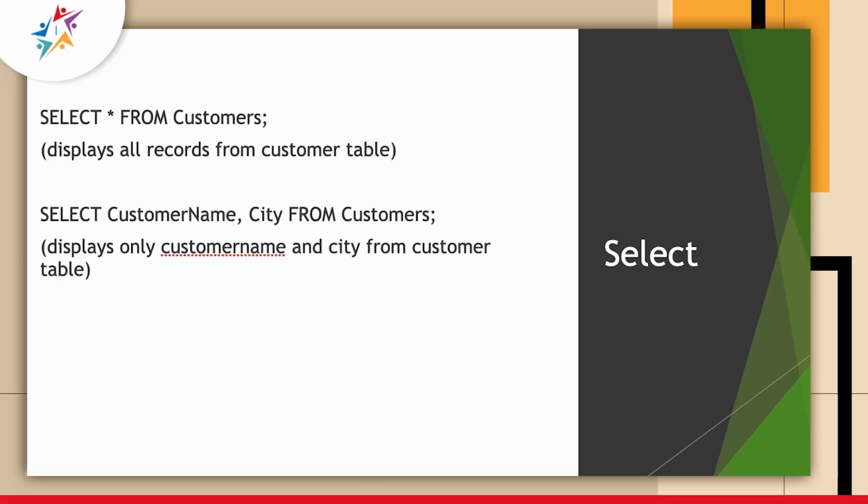Select customer name, comma, city from customers. Now here I'm doing a selective call. So here it will display only the customer name and city from the customers table.